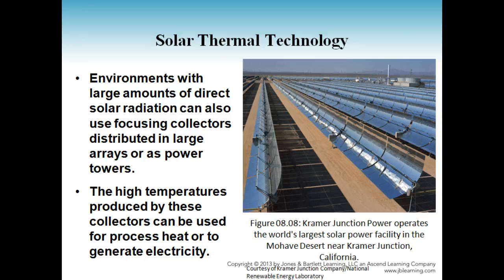Environments with large amounts of direct solar radiation can also use focusing collectors to distribute it in large arrays or as power towers. This set of arrays directs sunlight onto a power tower in the center that then uses that thermal energy to drive steam turbines and energy generation. The high temperatures produced by these collectors can be used to process heat or generate electricity.